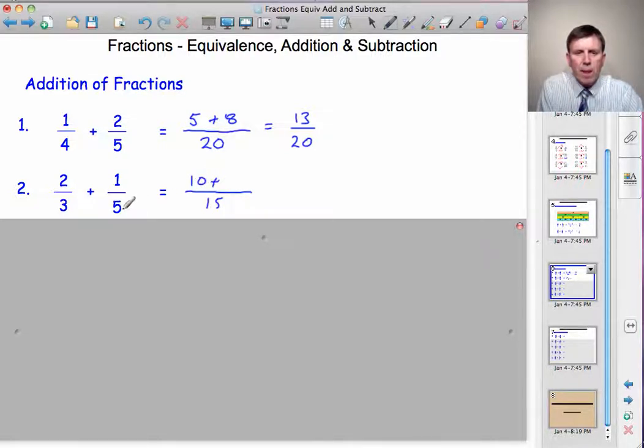Plus, I've multiplied the 5 by 3 to get 15, so multiply the 1 by 3. 1 times 3 is 3. And now on the top of the fraction, 10 plus 3 is 13. So the answer is 13/15.